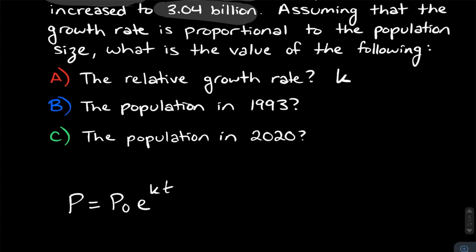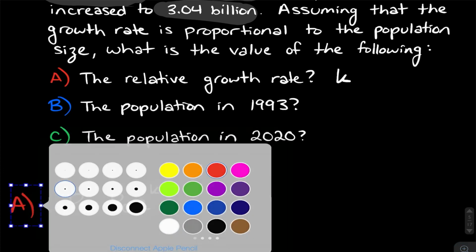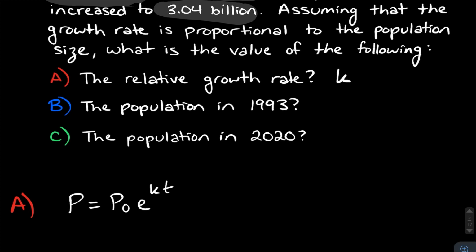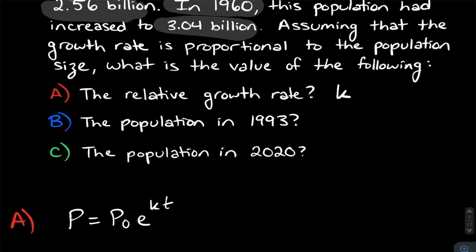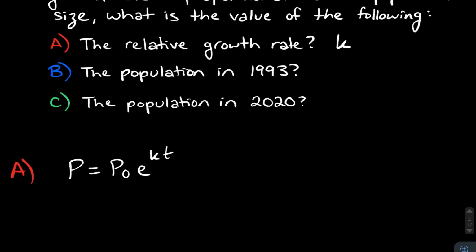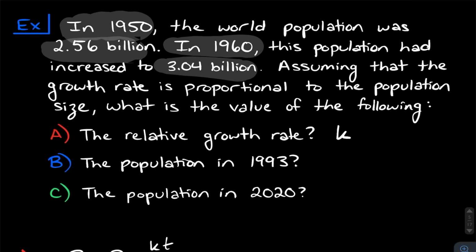Anywho, that is going to be the start of part A here. You're plugging into this P equals P naught times e to the kt equation. And what do you plug in? Well, let's think. What is our P, what's our P naught, and what's our t? We're going to need all of those because we want to find k. We need every other variable to be eliminated. So, P is our final population, and that is 3.04 billion.